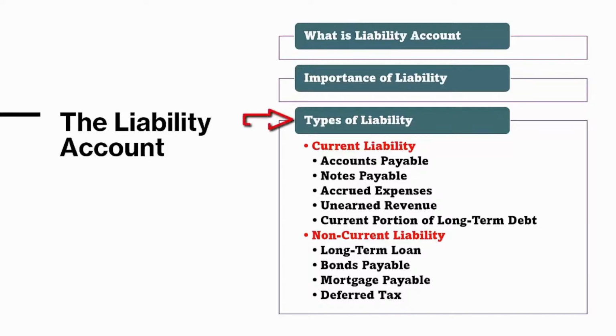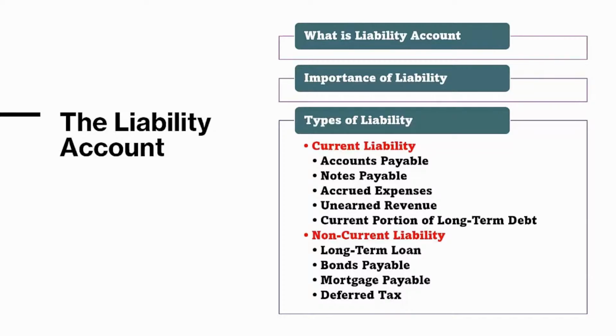Types of liabilities. Liabilities are generally divided into two main types based on how soon they need to be paid. 1. Current liabilities. These are obligations the business has to pay within a year. They include things like bills, loans, and salaries that are due soon. 2. Non-current liabilities. These are long-term obligations that are due in more than a year. Examples include long-term loans and bonds. Let's go through each of these with examples.